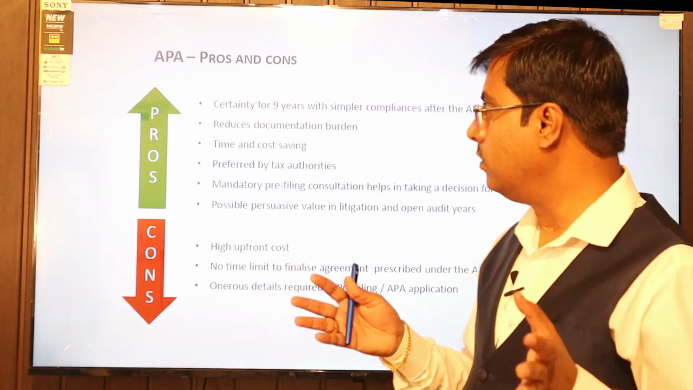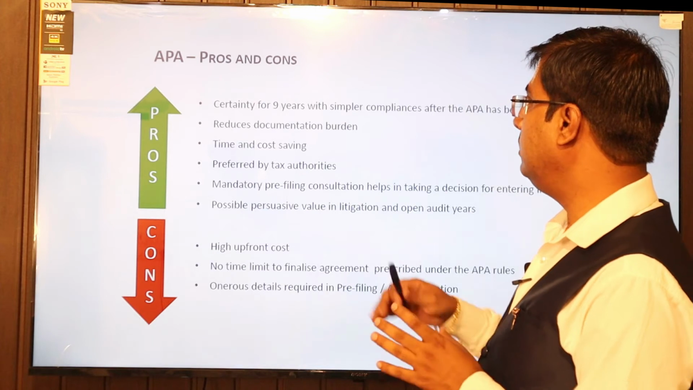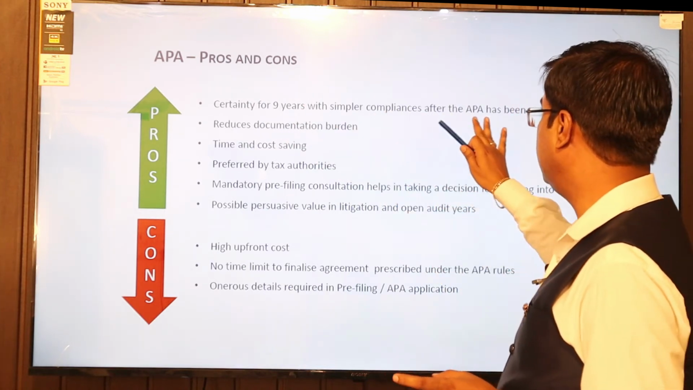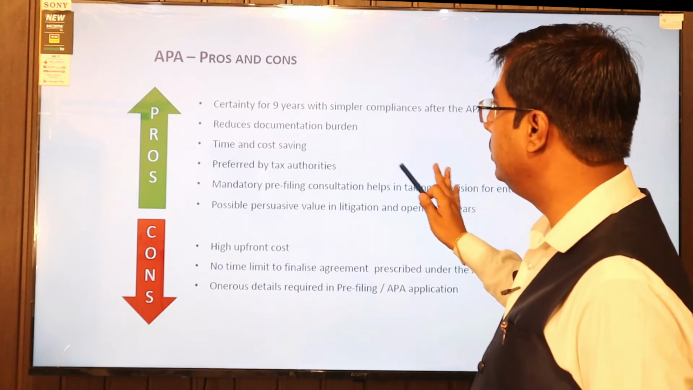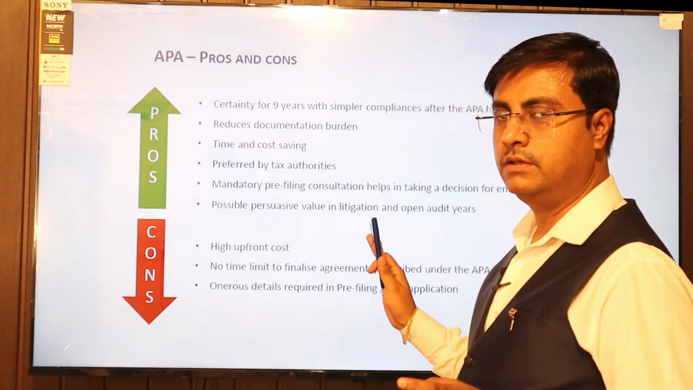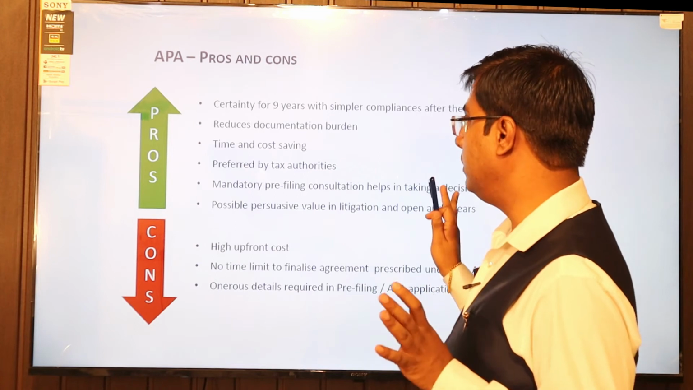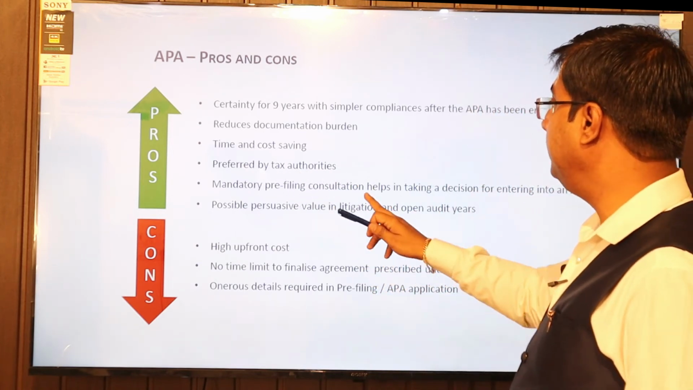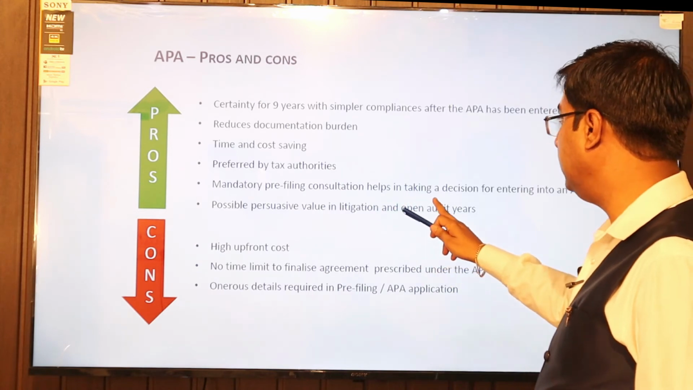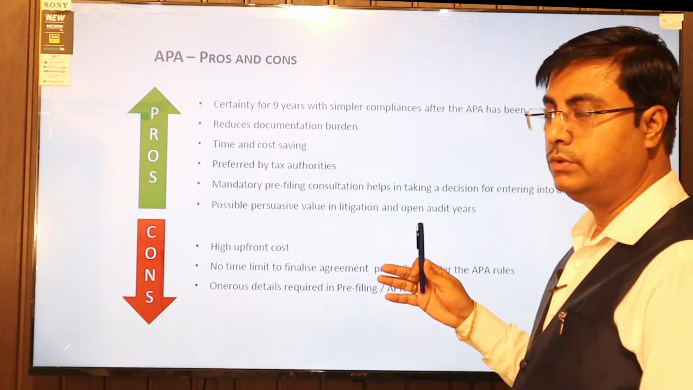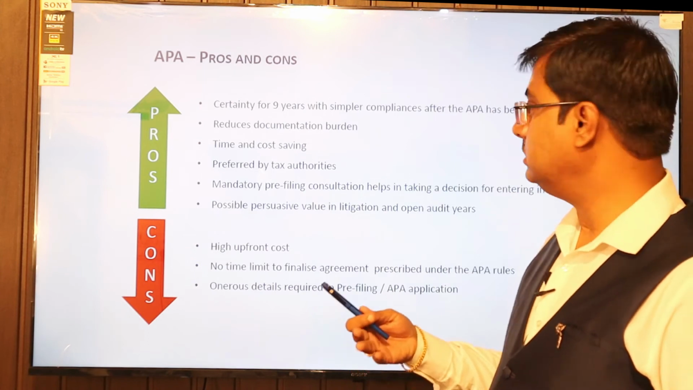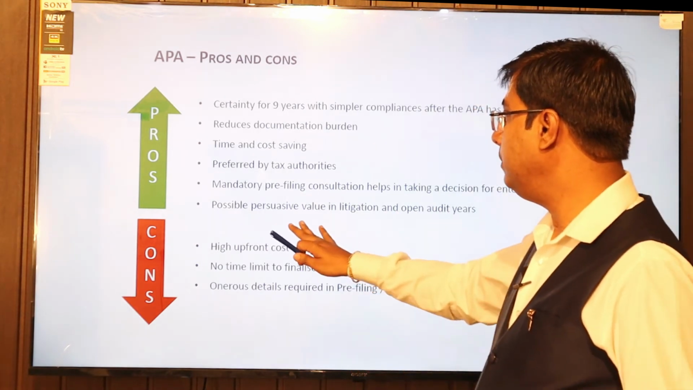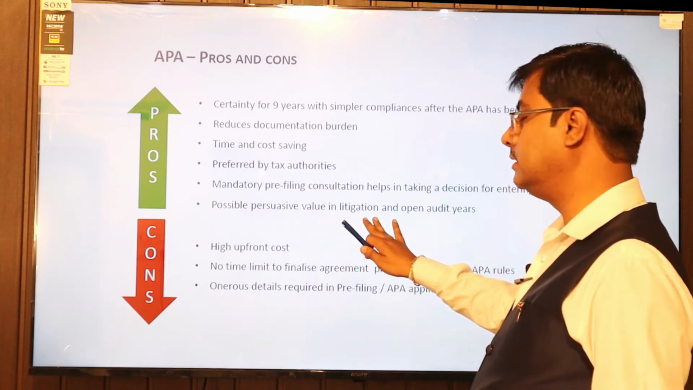So what are the pros and cons? There is a certainty for 9 years, simpler compliance after the APA has been entered, reduced documentation burden, right? Time and cost saving, preferred by the tax authority. Mandatory pre-filing consultation helps in decision making. So at a very initial stage, you can do pre-filing consultation with the department. Possible persuasive value in litigation.